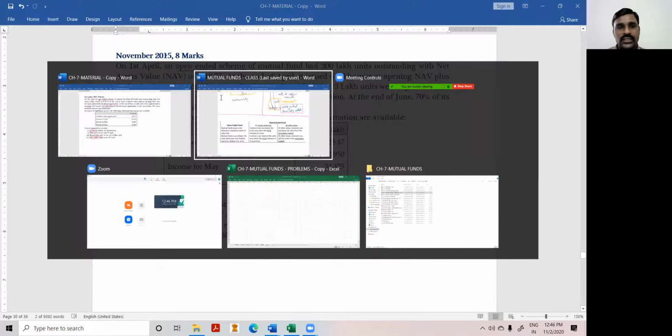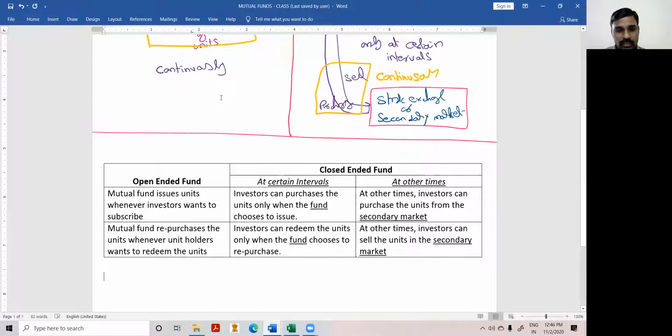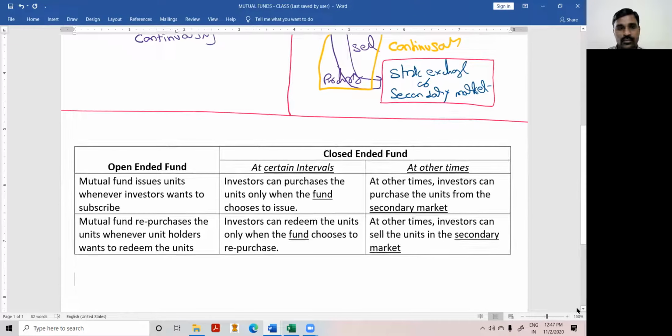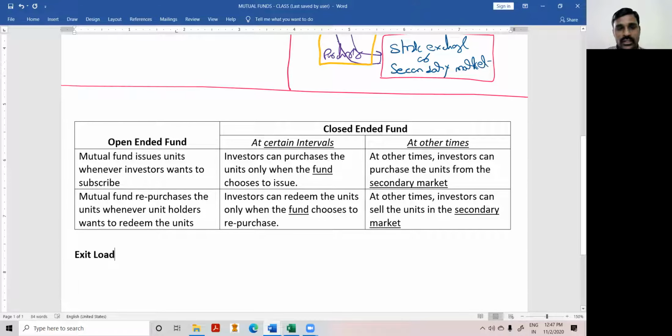So what is exit load? Okay, look at this concept. Exit load. The necessity of exit load arises in case of open-ended funds, not in case of closed-ended funds. Because in case of closed-ended funds, there is no disturbance to the investment portfolio. Whenever the fund wants to issue, then only it will issue. At other times, investors are not disturbing the fund. They are dealing in the secondary market. Therefore, in case of closed-ended fund, there won't be continuous disturbance to the fund.